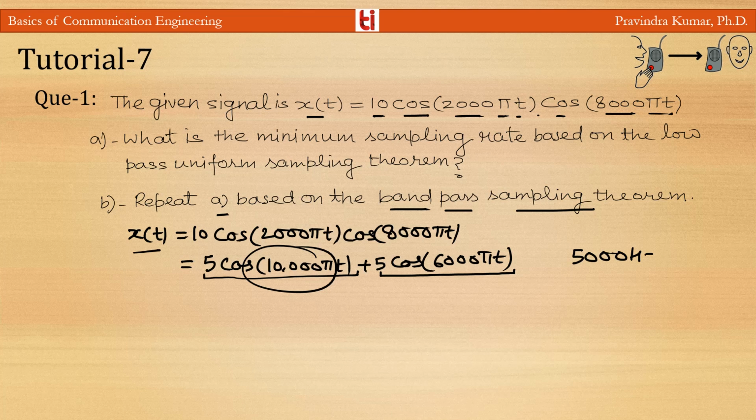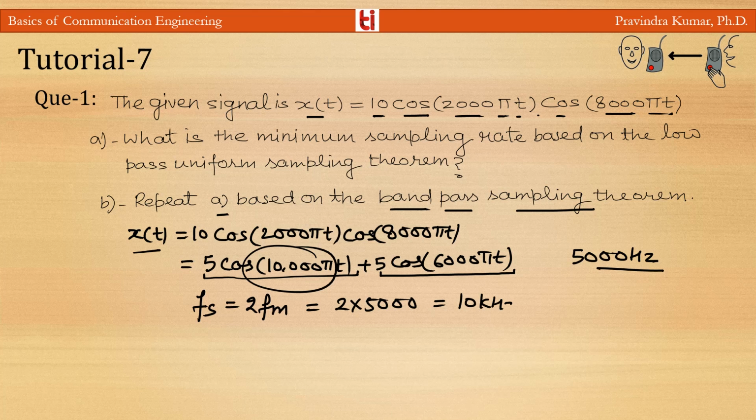5000 Hz. So as per the low pass sampling theorem, the minimum sampling frequency fs is equal to 2fm, or 2 into 5000, so 10 kilohertz. So the sampling frequency is 10 kilohertz.